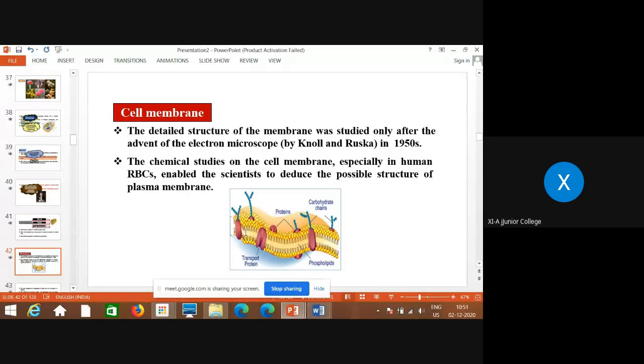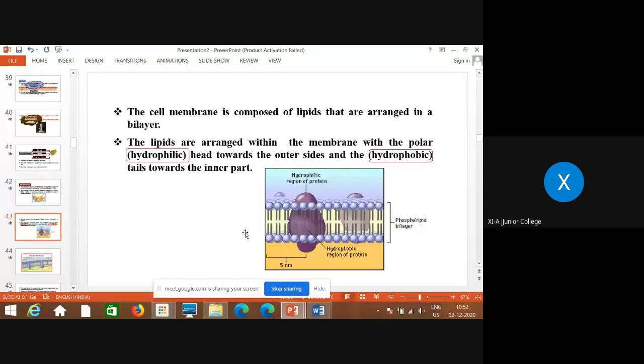Okay. The detailed structure of the membrane was studied only after the advent of the electron microscope in the 1950s. The chemical studies on the cell membrane, especially in human RBCs, enabled the scientists to deduce the possible structure of the plasma membrane. This is what you have learned. It is there in the textbook also. You have to learn it also.